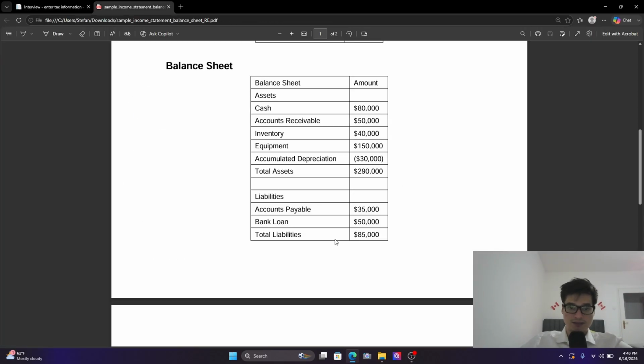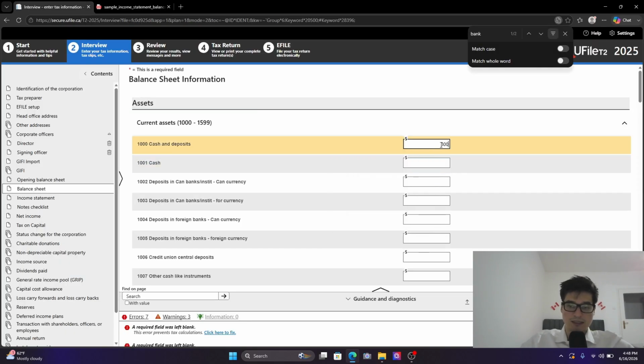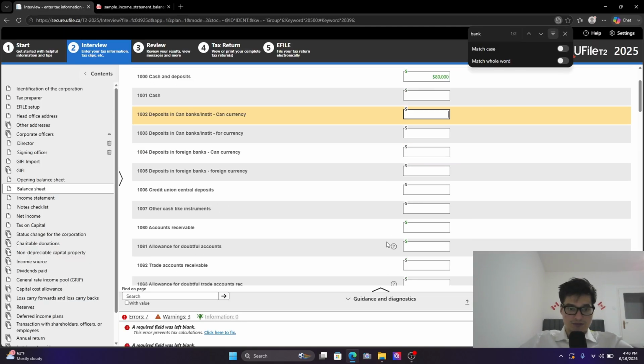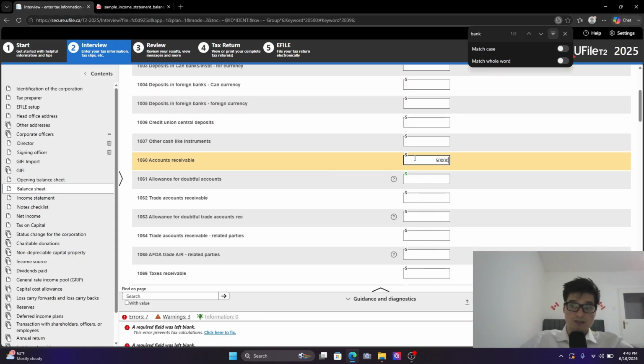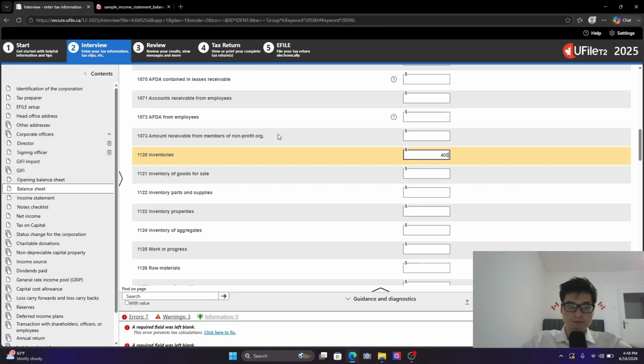We have our current assets. So we have our cash, accounts receivable, and inventory. So our cash is 80,000. Our accounts receivable is 50,000. So this one you don't even need to use Control F because there's just way less here. You'll be able to find it quite easily.